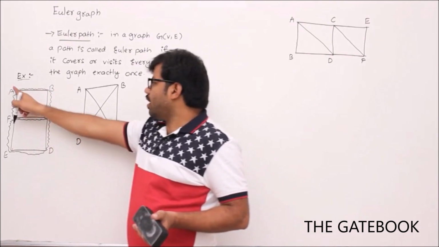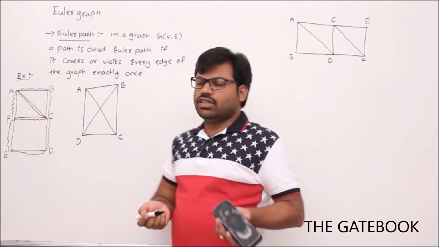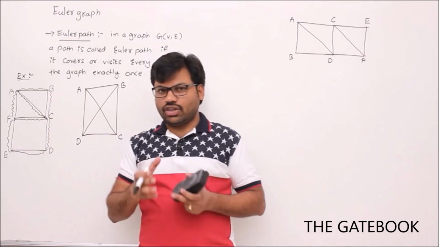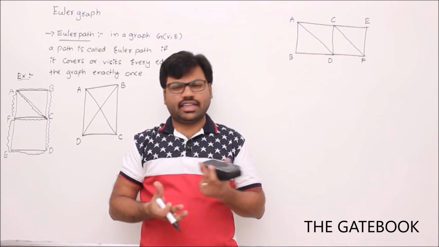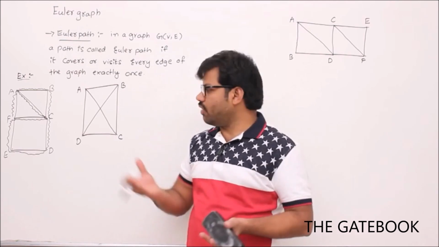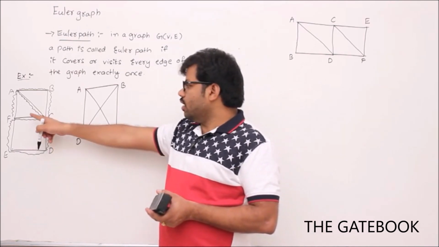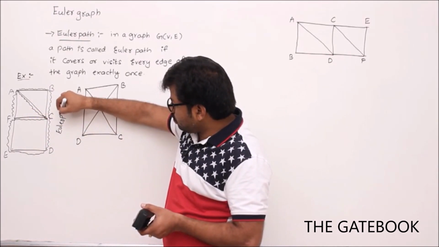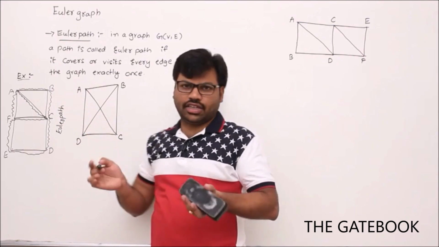We started at A and ended at F, right? So it's a path which is not circuit. What is circuit? Circuit is a path which starts and ends at the same place, right? And no repetition of edges. So that's why finally I got here Euler path. Note down that it is not a circuit.